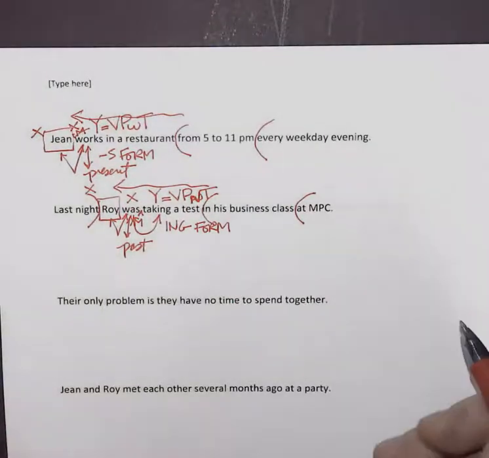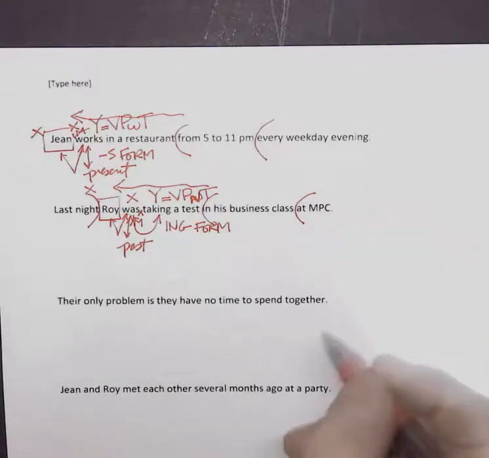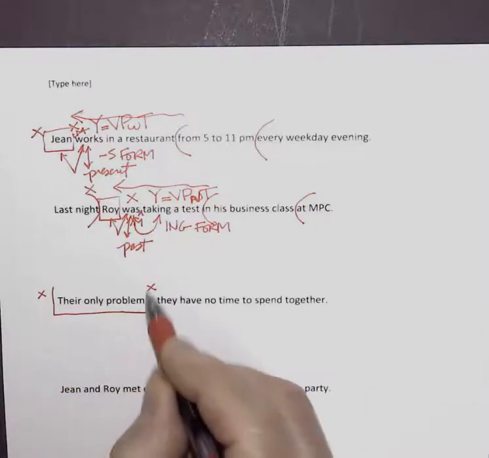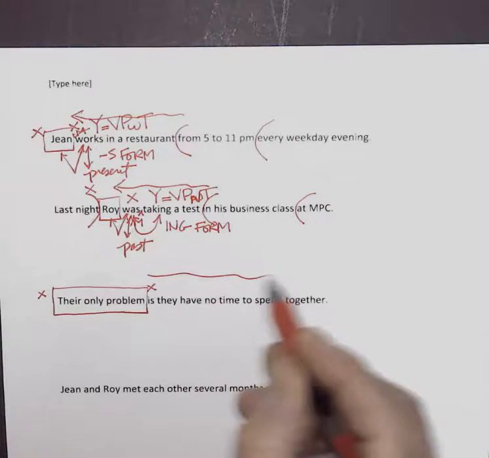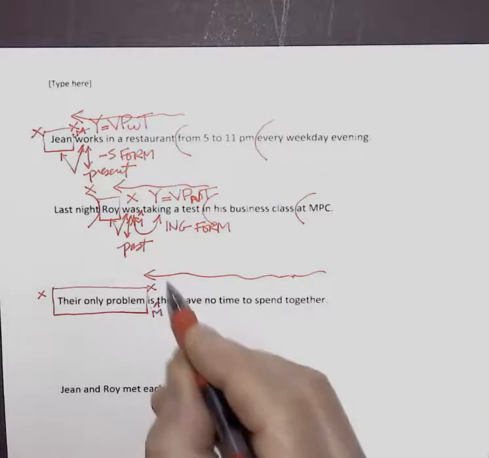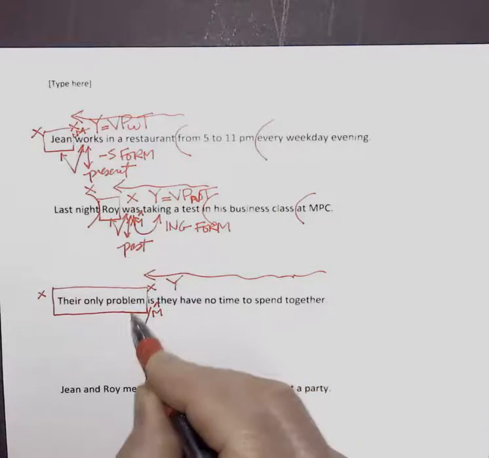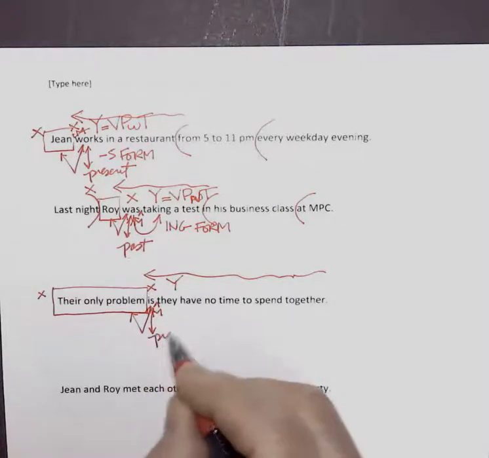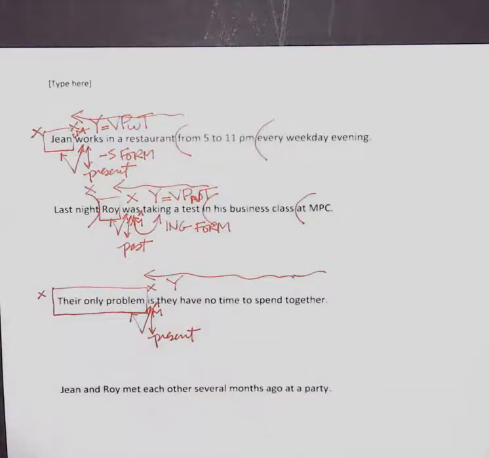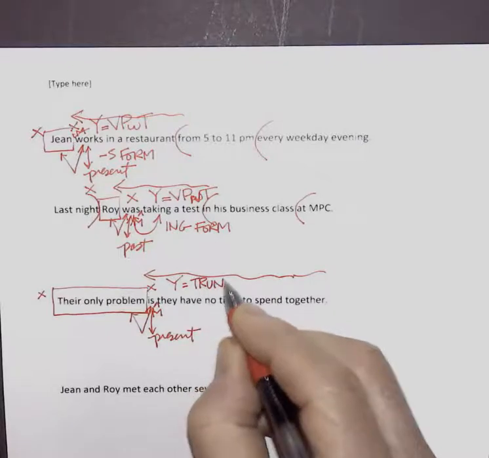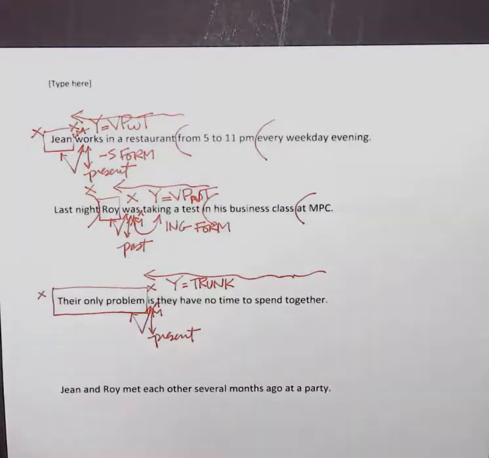Their only problem is they have no time to spend together. No shifters. X word, subject, predicate, M place, Y, in ties. Is ties with their subject. Is ties with the present. There's no verb. So now we have to decide what kind of phrase it is. It's a trunk, which is a sentence. It's just a shifter and predicate.